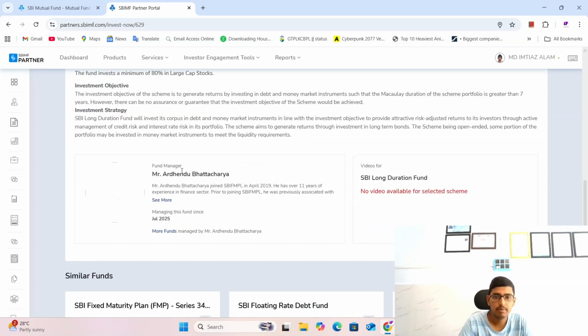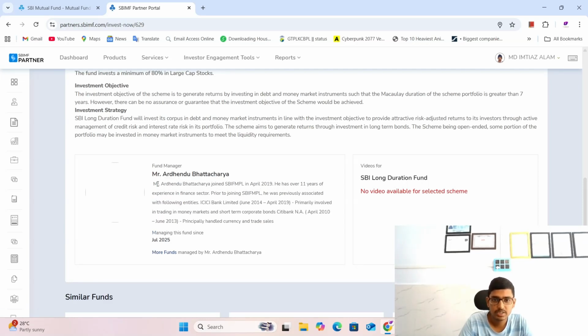If we see who is the fund manager of this fund, it is Mr. Ortendu Bhattacharya. Let's see who is Mr. Ortendu Bhattacharya. Mr. Ortendu Bhattacharya joined SBI Mutual Fund in April 2019. He has over 11 years of experience in the finance sector. Prior to joining SBI Mutual Fund, he was associated with ICICI Bank Limited from 2014 to 2019, primarily involved in trading in money market and short-term corporate bonds. Before that, he was in Citibank from April 2010 to 2013, where he principally handled currency and trade sales. He has been managing this fund since July 2025.